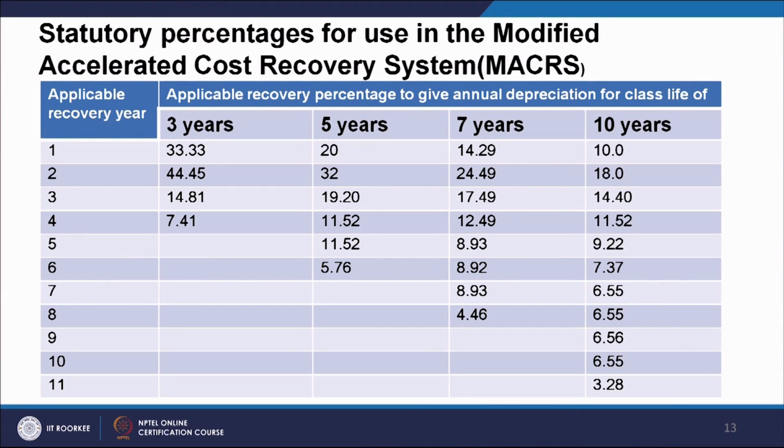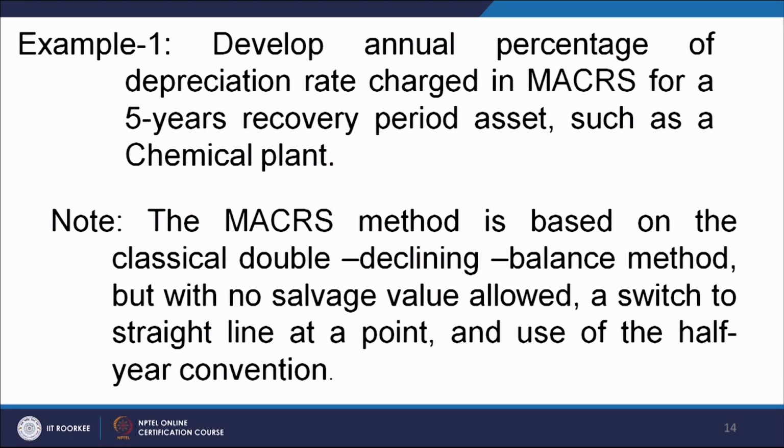Now, we will take up a table, from this table the 5-year convention, and then we will try to find out from where these percentages have come up, and we will try to justify through calculations these percentages. Now, let us take an example. Through this example we will develop the annual percentage depreciation rate charged in MACRS for a 5-year recovery period asset such as a chemical plant.